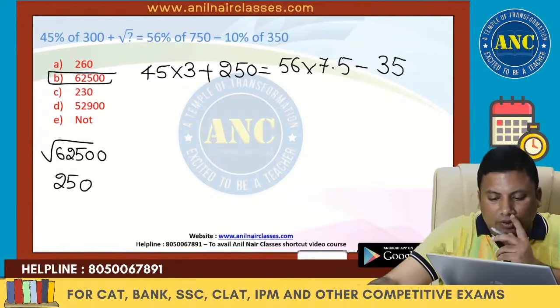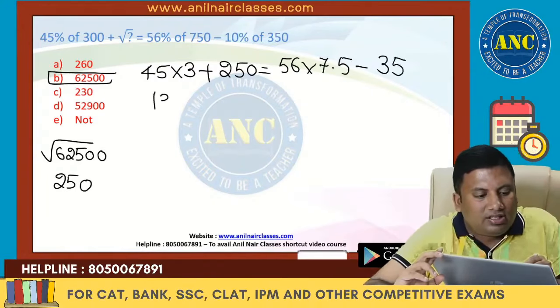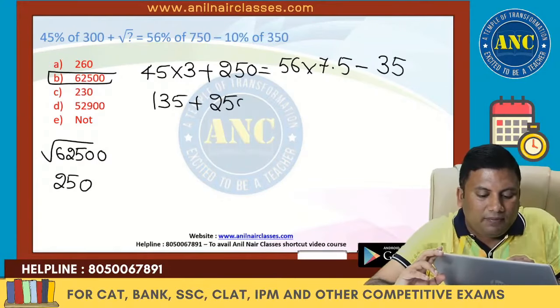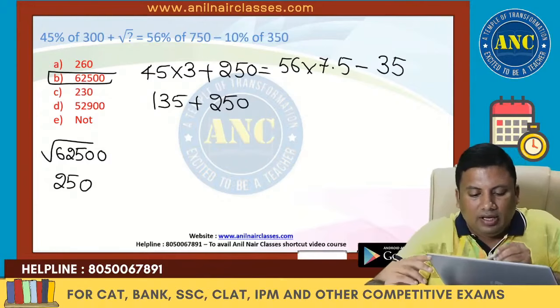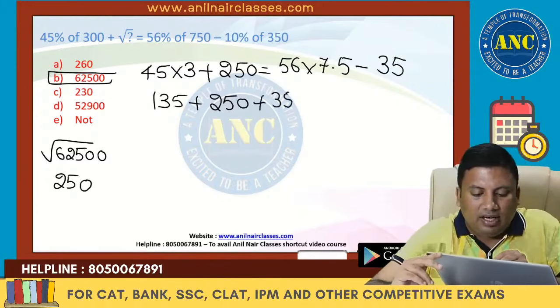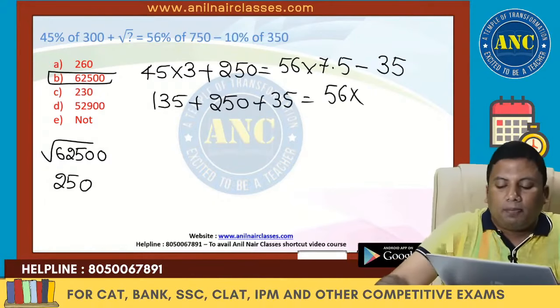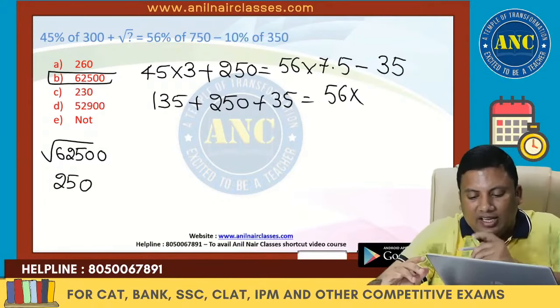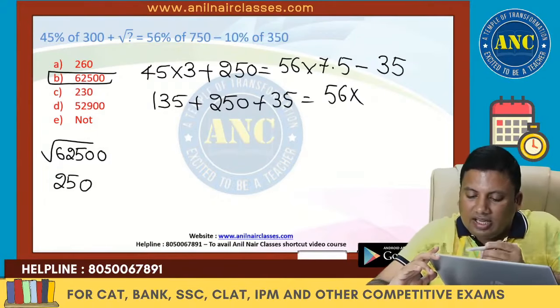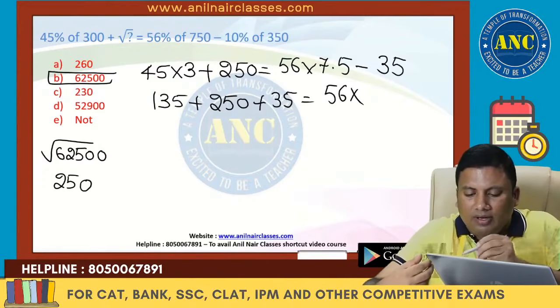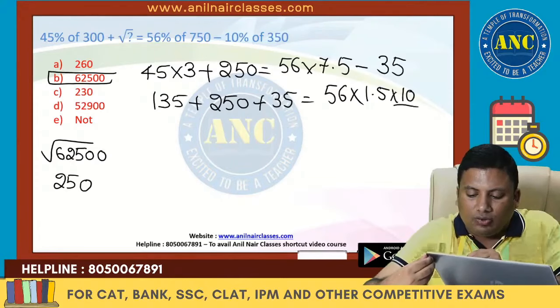You can check by using the digital sum. This is nothing but 135 plus 250 plus 250 plus 35. It is nothing but 56 into 7.5. Can I write it as 7.5 is 1.5 into 10 by 2? Am I right?